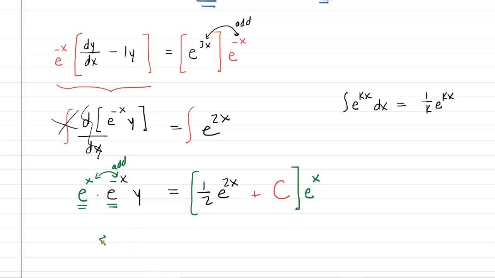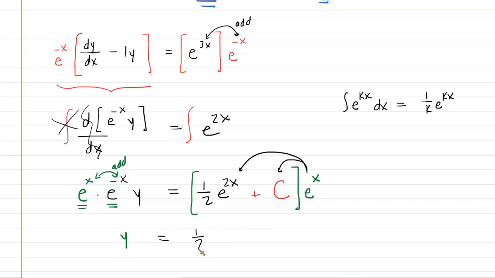So basically you have e to the 0 times y. But of course e to the 0 is just 1. So 1 times y becomes just y. So we've solved it for y. We have y is equal to this expression here. Why don't we go ahead and just distribute the e to the x.